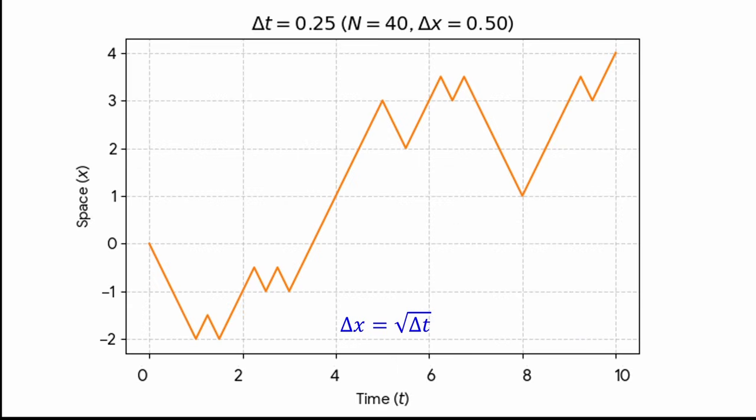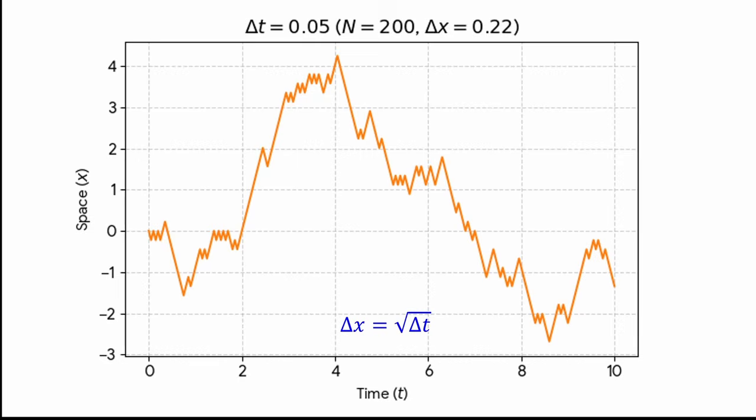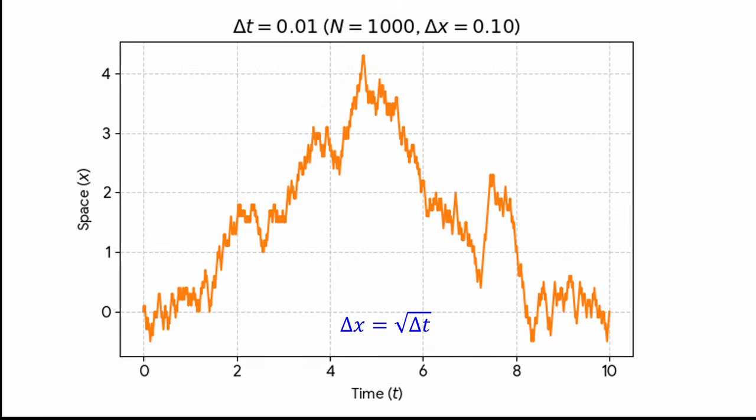And now we have the second simulation, where we have 40 steps. Delta t is 0.25, and delta x, due to the scaling law, is 0.5. So now each time step has a length of 0.25, during which the spatial coordinate x either increases or decreases by 0.5. And here's the sample path when we take n equals 200, delta t equals 0.05, and delta x being 0.22. Notice how the sample path is getting increasingly jagged. It seems rough everywhere. And finally, this is what the sample path looks like when we have 1,000 steps. Delta t equals 0.01 and delta x equals 0.1.